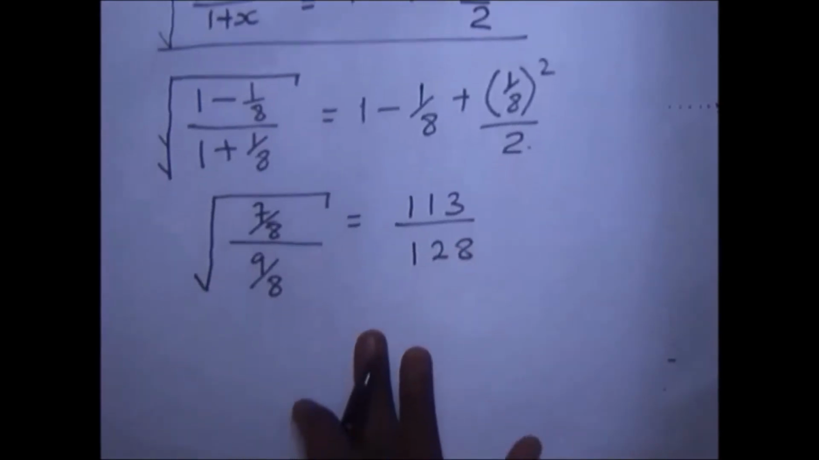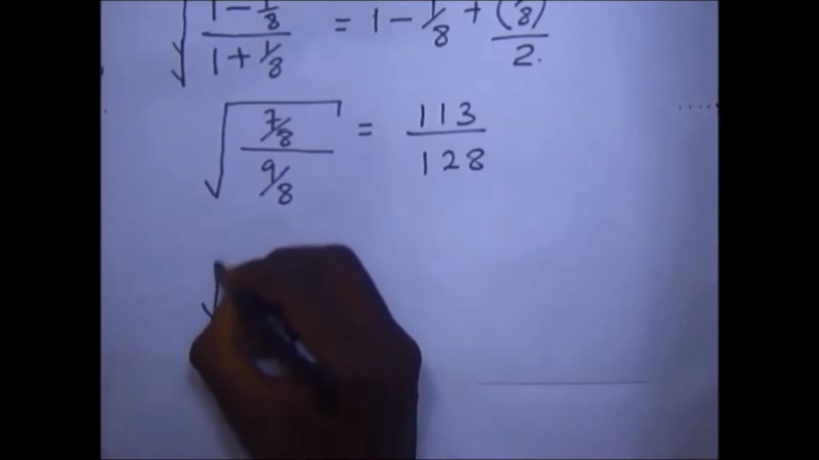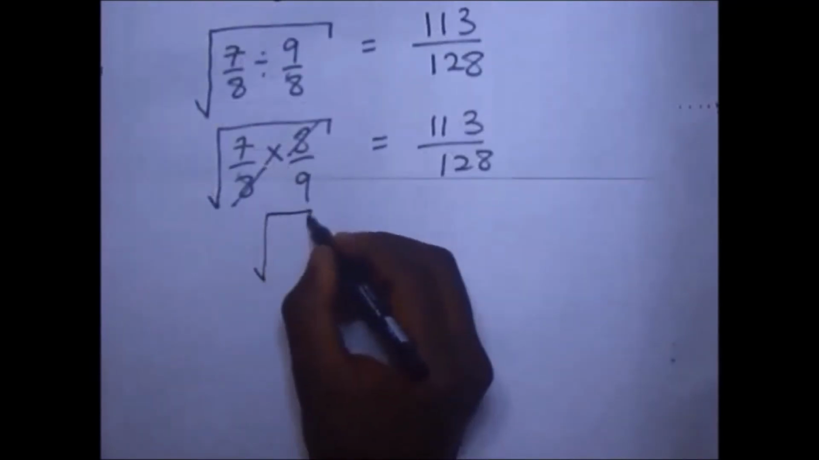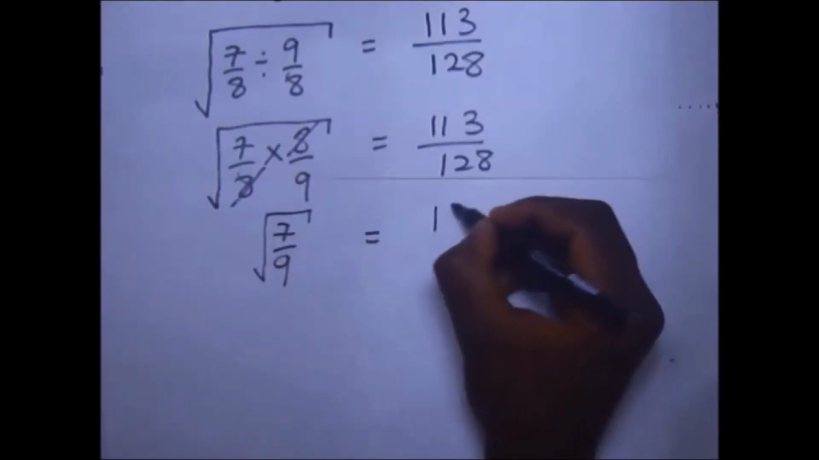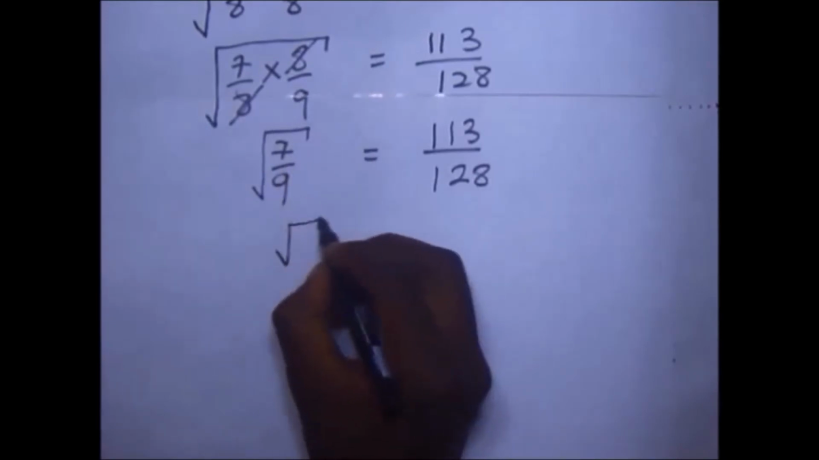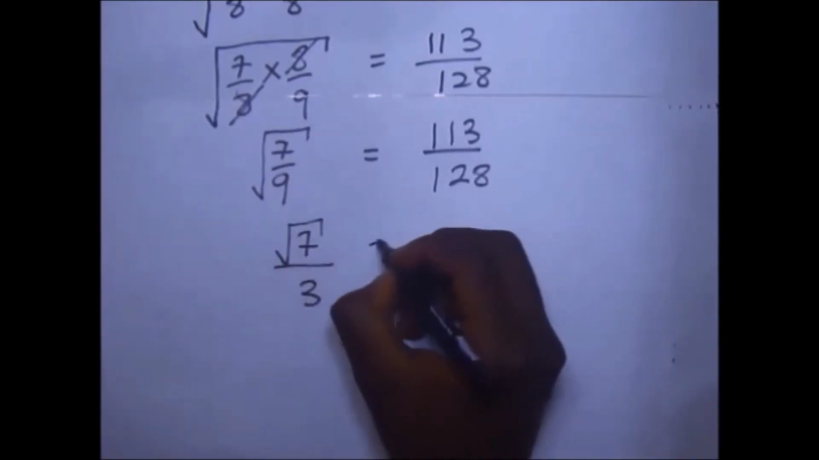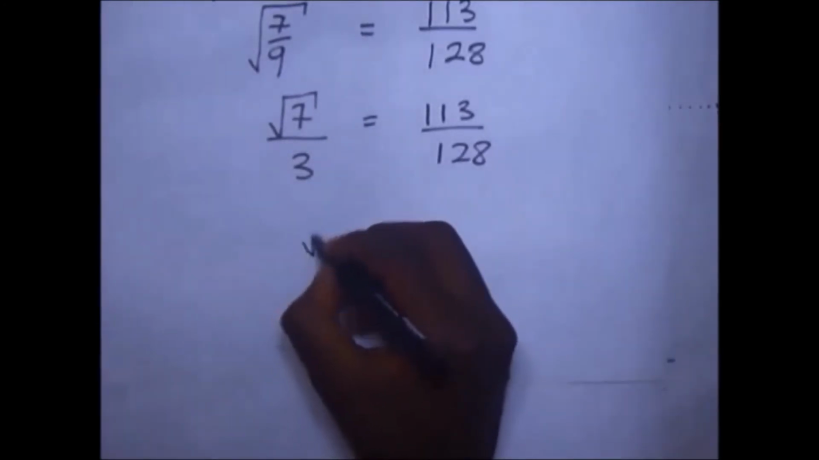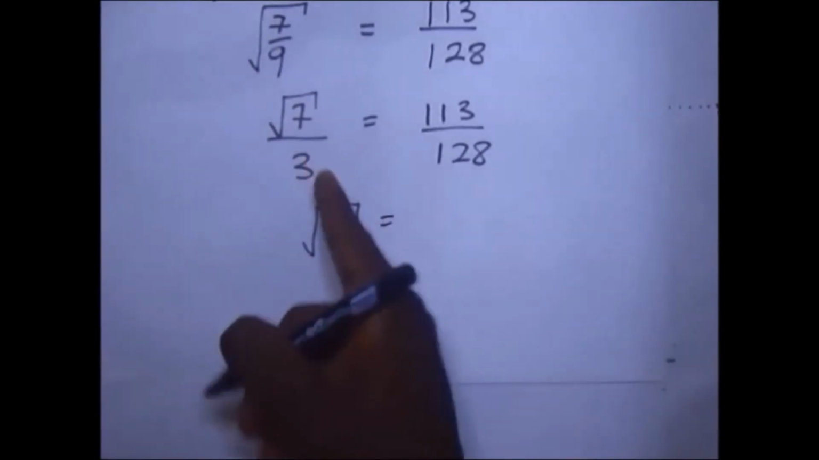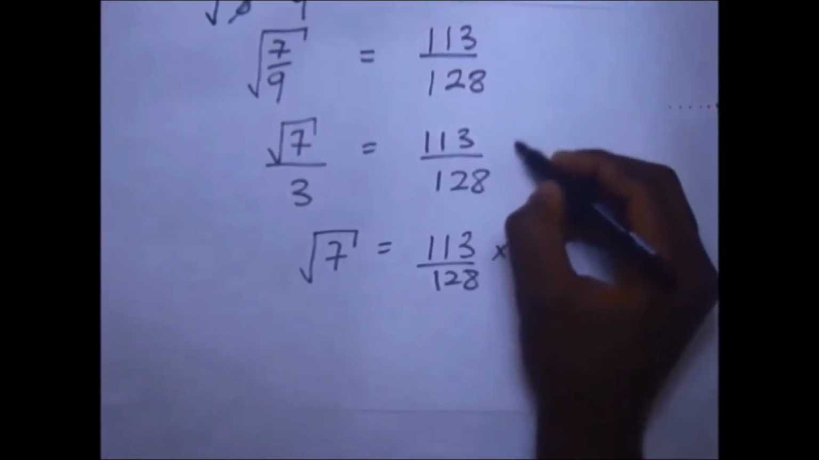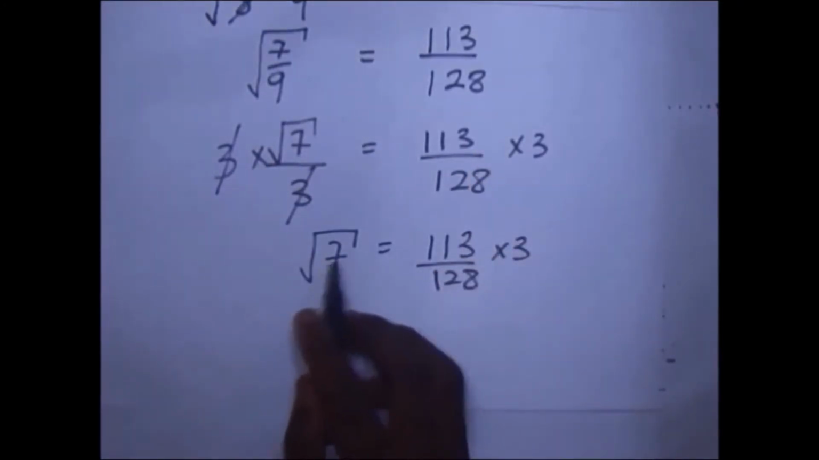So after getting that, this is the same as saying 7 over 8, divide that by 9 over 8. The square root of 7 over 9, giving us 133 over 128. So here we have the square root of 7, divide that by the square root of 9, which is 3, giving us 133 over 128. And so here the final answer will be the square root of 7, multiply 3 on this side. It becomes 133 over 128, multiply that by 3. This 3 cancels with that. So it becomes like that. So the root of 7 is that.